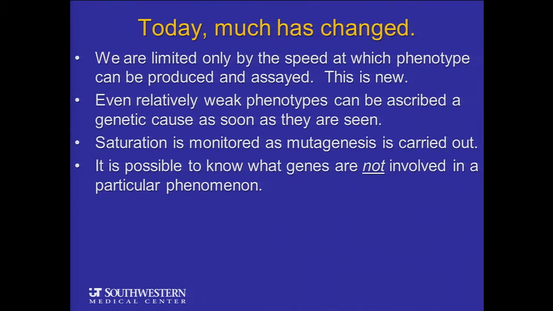Even relatively weak phenotypes can be ascribed a genetic cause as well, using the methods I'm going to describe. And saturation is monitored concurrently with mutagenesis, so you know where you stand, whether you've destroyed 5%, 10%, 20% of the genome, and just how much you can expect to have identified of the machine. It's also possible to categorically state that certain genes are not involved in a certain phenomenon of interest, and that's valuable too.